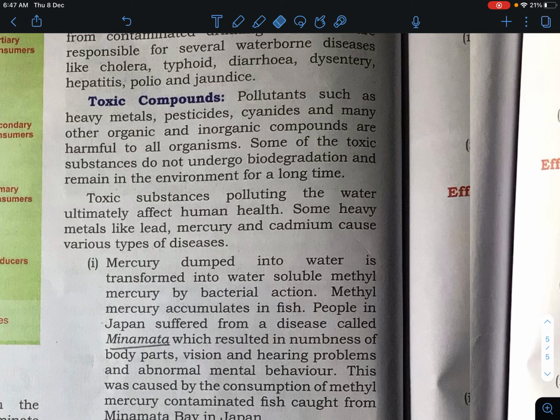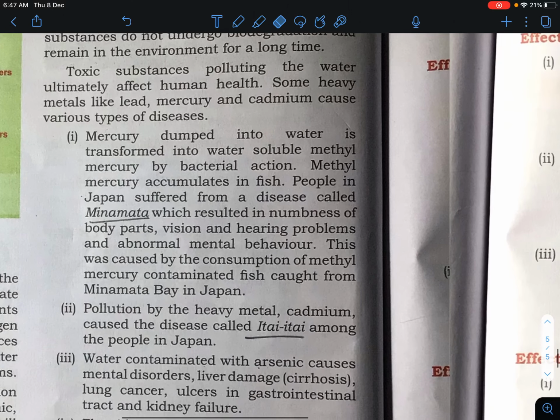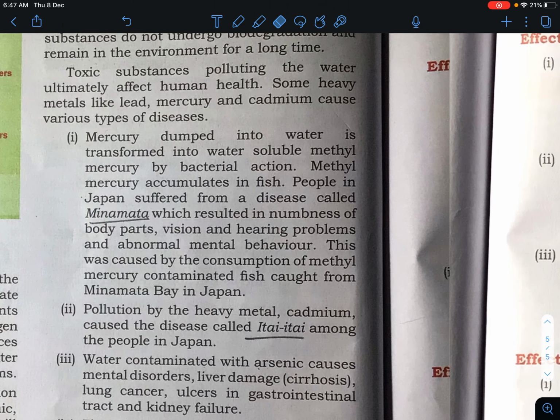Some toxic substances do not undergo biodegradation. So it is very important to note that these toxic substances remain in the environment for a longer time. You can say these toxic substances are non-biodegradable. The toxic substances polluting the water ultimately affect human health.